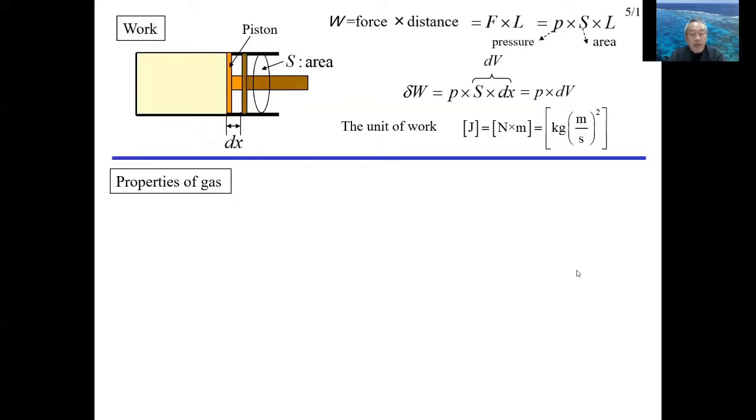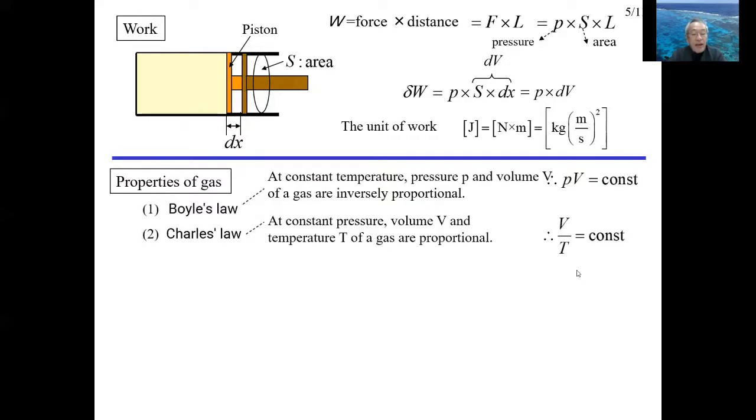Next, I will describe the relationship between gas pressure, volume, and temperature. The slide shows the Boyle and Charles laws learned in junior high school physics. According to Boyle's law, the pressure P and the volume V of a gas are inversely proportional at constant temperature. And according to Charles's law, the volume V and the temperature T of a gas are proportional at constant pressure.